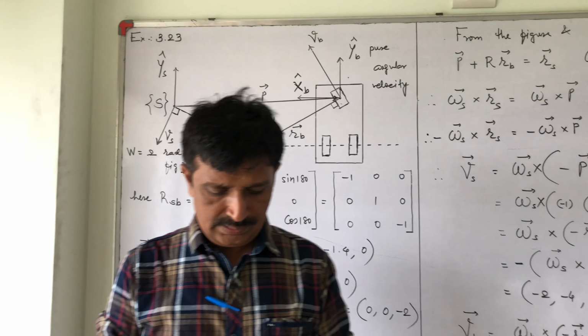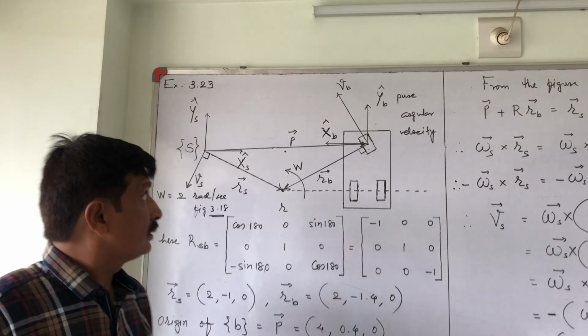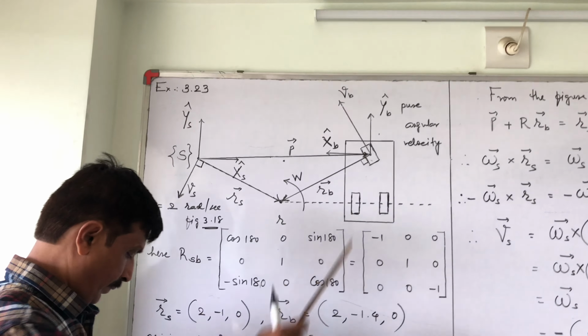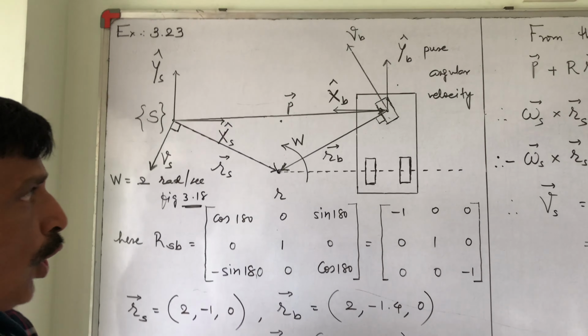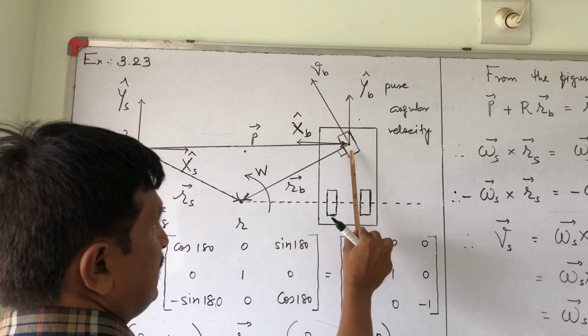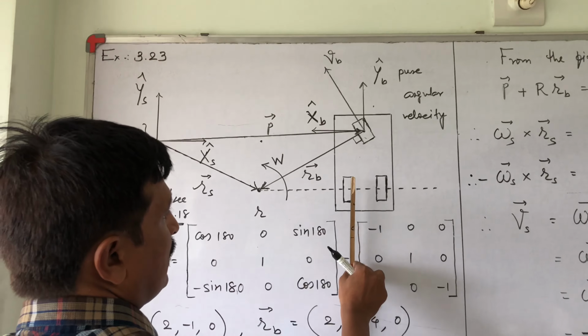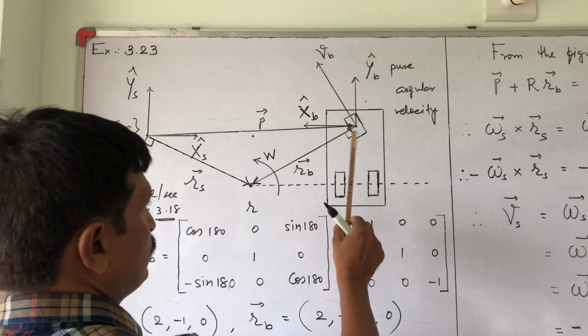Today we will discuss example 3.23. See the figure, this one. The top view of a car, single wheel steerable. This will rotate only. Three-wheeled car, motor car, and top view.